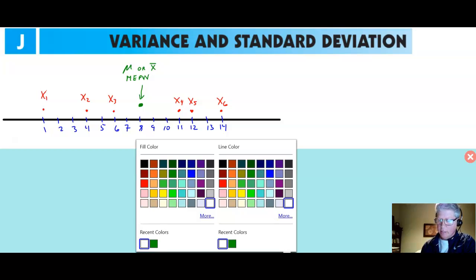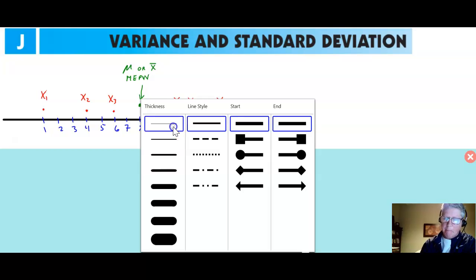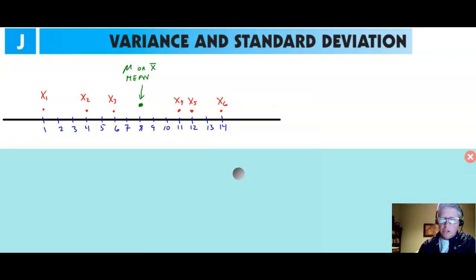All right, get my little pointer ready. Boom, boom, boom. All right, so we've got a number line 1 through 14. The data points are the red ones, so x1, x2, x3, x4, x5, x6. So the data here is 1, 4, 6, 11, 12, and 14. And maybe that's the number of fish that I've caught on my last 6 fishing trips. And maybe that's a big lie, but let's just go with it.